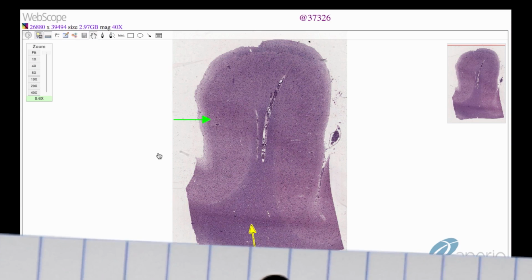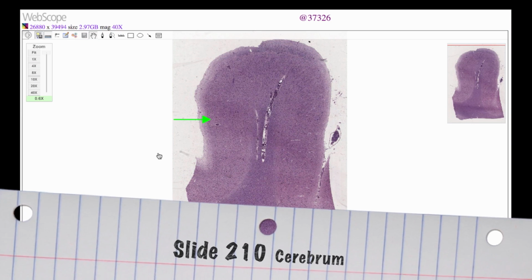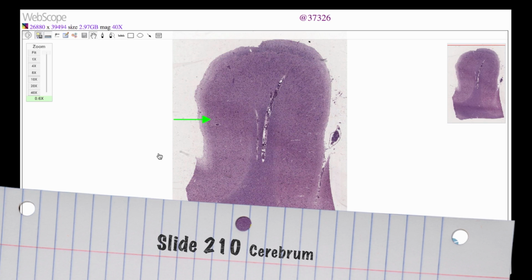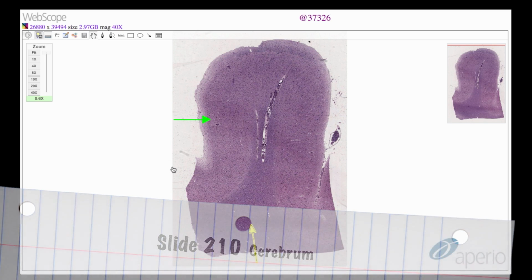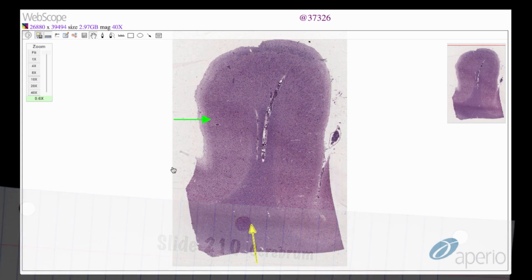We are now looking at slide 210, which is a section of cerebrum prepared with H&E. In both the cerebrum and the cerebellum, the arrangement of gray and white matter is opposite of that which is seen in the spinal cord.